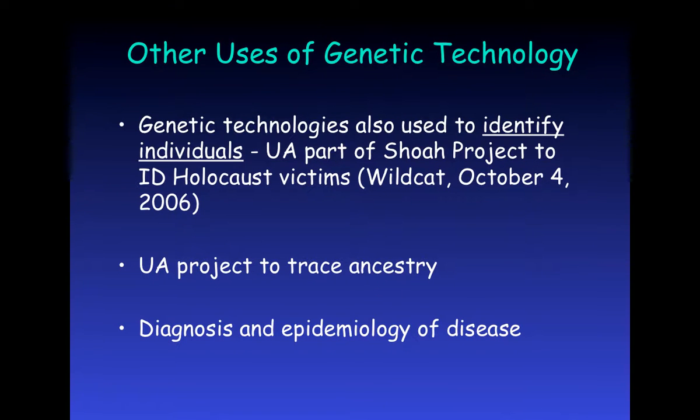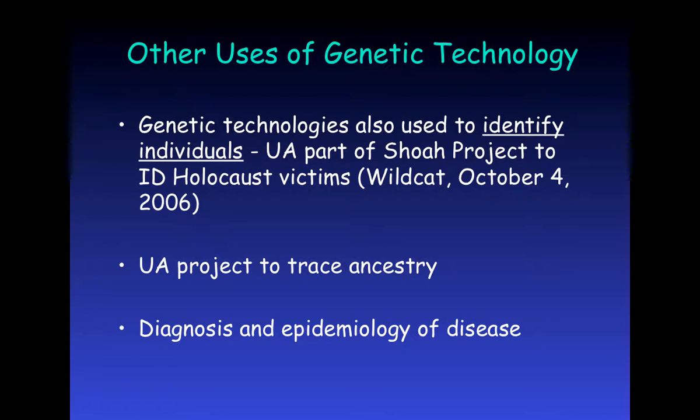Genetic technologies were also used to identify individuals, and this was part of a project to help identify certain victims of the Holocaust. We could use that to find the family members that maybe had been missing. A lot of the Holocaust people were never identified. So they're using this now to try to find their surviving family members and give them a name and the honor that they deserve.